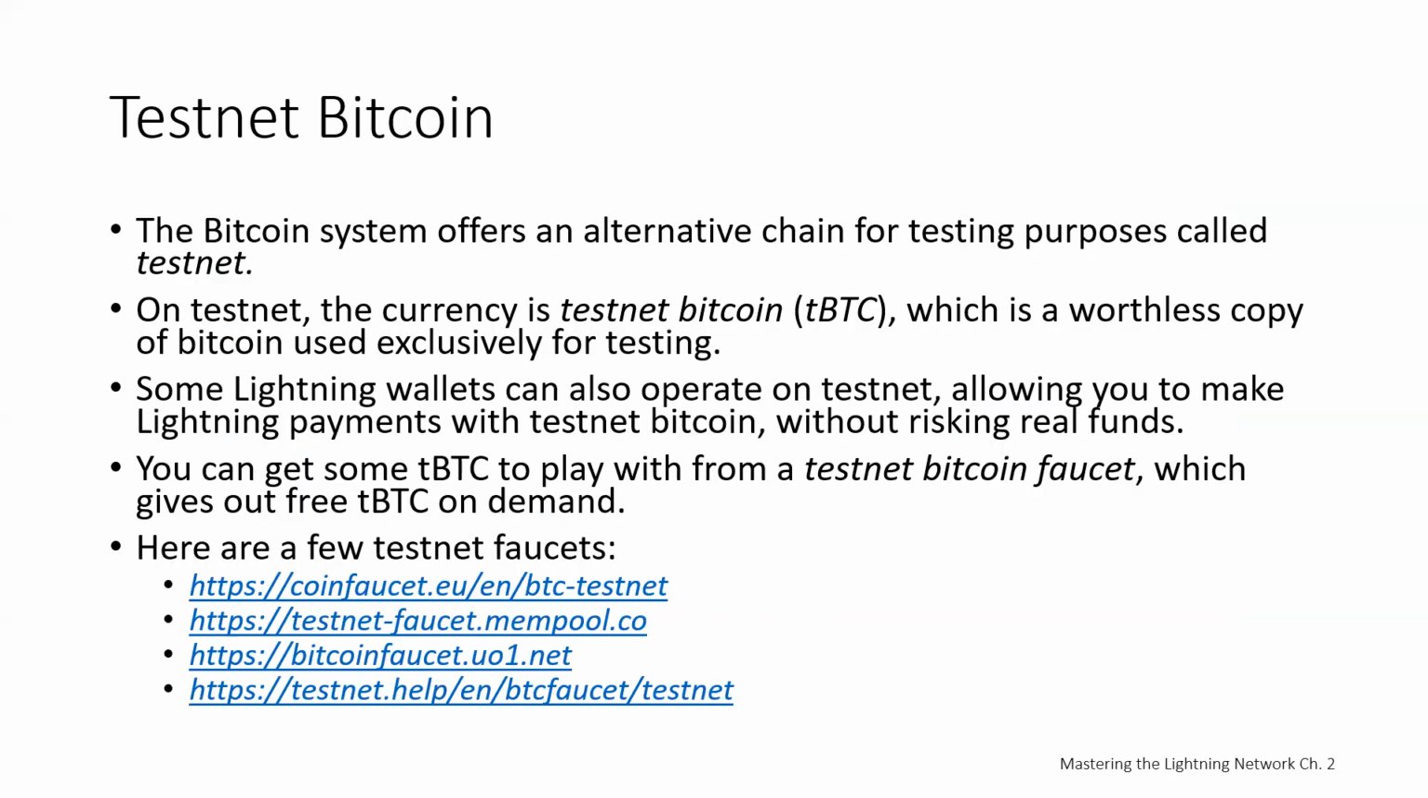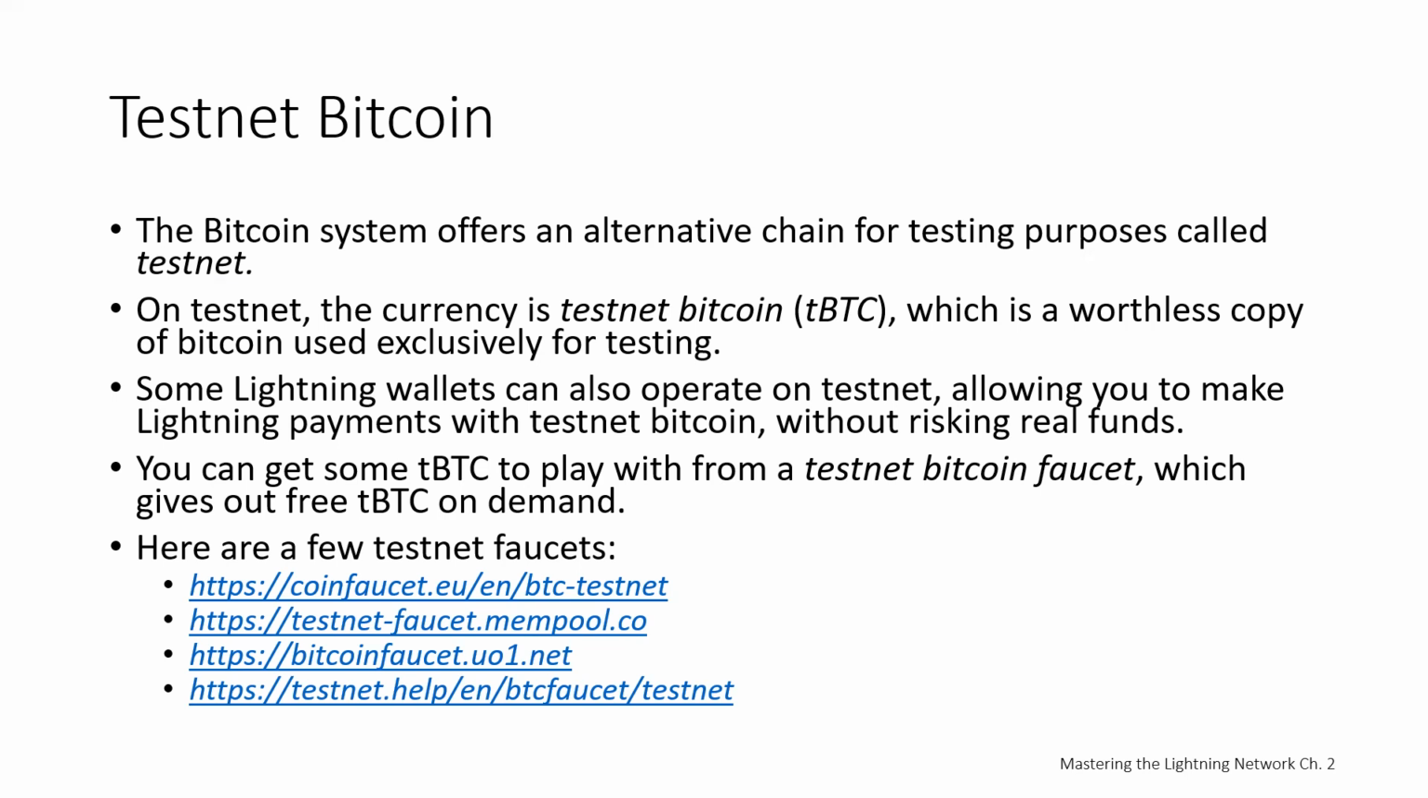So the Bitcoin system offers an alternative blockchain for testing purposes, which is called testnet. It's always recommended whenever you build your own software application to interact with the Bitcoin platform, the first thing you do is test it on a testnet before you bring it live, because obviously if it's a live system, there's a risk of losing money. On testnet, the Bitcoin is referred to as test BTC or TBTC, which is a valueless copy of Bitcoin used exclusively for testing, and you can get people to give you some if you ask nicely.